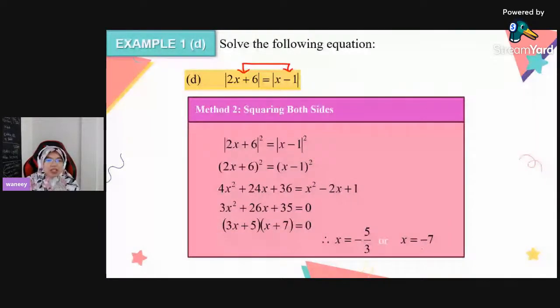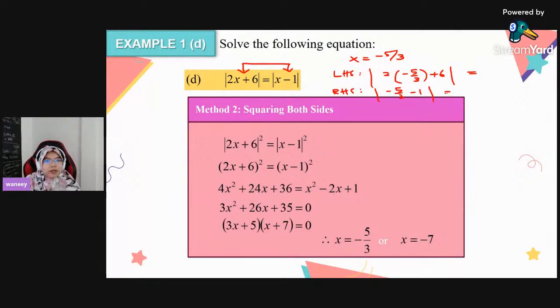Of course, you should check your answer first. Sebab kadang-kadang kita mungkin accept salah satu, mungkin kita accept dua-dua. Okay, let's say x equal to negative 5 over 3. So on the left hand side, I have something like the modulus of 2 times negative 5 over 3 and then plus with 6. And then on the right hand side, I have negative 5 over 3 minus 1.